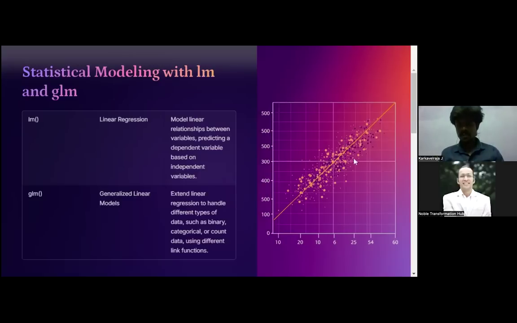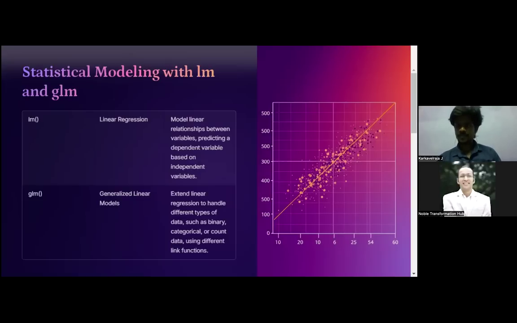See these data points or the dots, the data set, and this line is a fitting line, which is done by this LM or GLM. It will try to fit the things. So I hope I have explained it in an easier manner. So this is what this library does, statistical modeling using R, which is very helpful for us. Yes, sir, over to you.